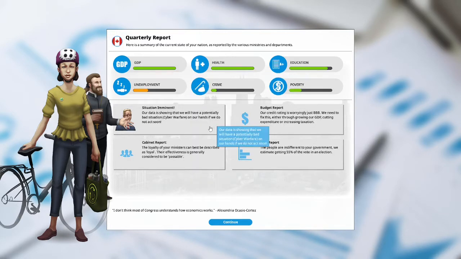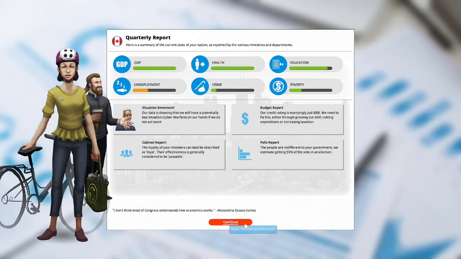Situation imminent. Our data is showing that we have a potentially bad situation, cyber warfare, on our hands if we do not act soon. Budget report. Our credit rating is worryingly just a triple B. We need to fix this either through growing our GDP, cutting expenditure, or increasing taxation. Cabinet reports. The loyalty of your ministers can best be described as loyal. Their effectiveness is generally considered to be passable. Polls report the people are indifferent to your government. We estimate getting 55% of the vote in an election.